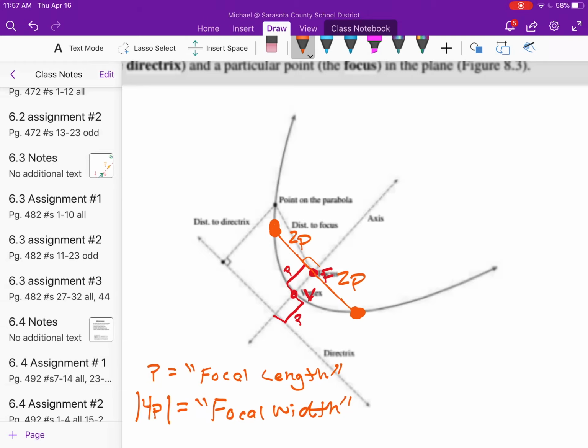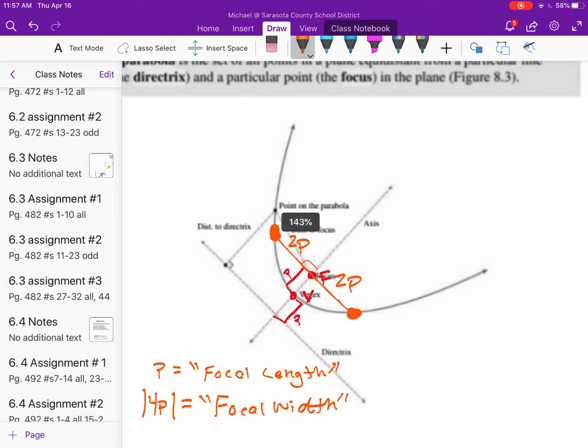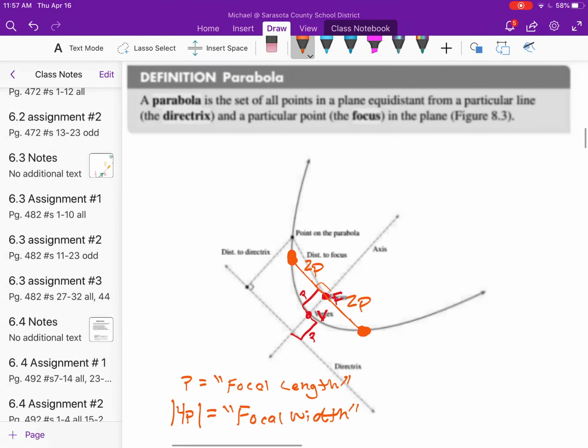And when we think about this in general, let's take this information and actually define what a parabola is. A parabola, simply put, is the set of all the points in a plane that are equidistant from a particular line, that's our directrix, and a particular point, that is our focus. So that's ultimately what a parabola is: all of the points that are equidistant from the directrix and the focus.